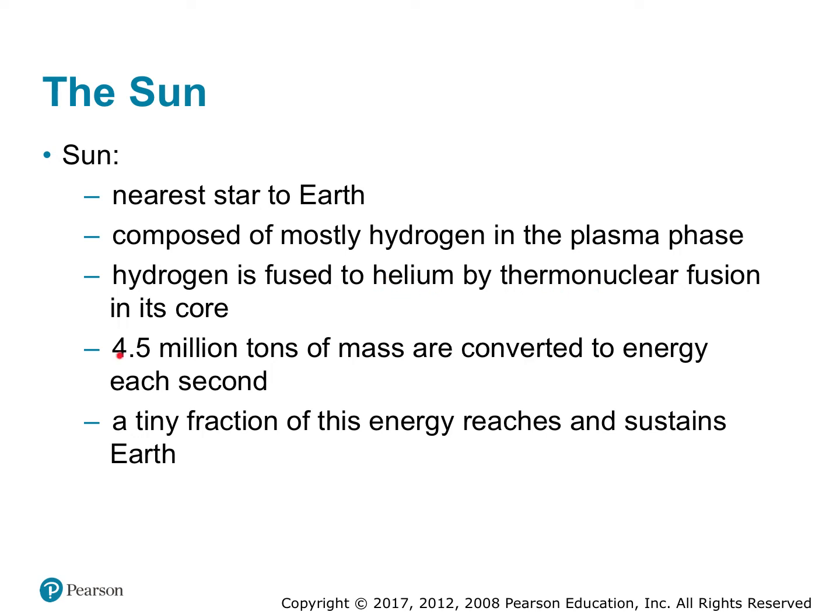In fact, 4.5 million tons of mass are converted into energy every second by this process. And a tiny fraction of that energy reaches and sustains the Earth. Why a tiny fraction? Because a lot of the sunlight is going off in different directions, so it doesn't ever hit the Earth.